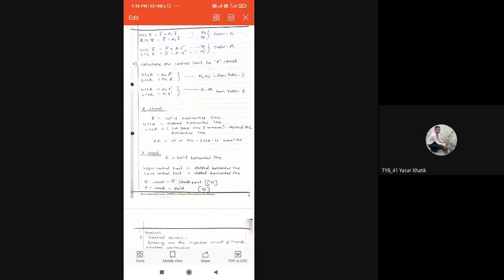Okay, so next is the R chart. So R bar is a solid horizontal line. Please just remember what is meant by R bar. So it is just a horizontal solid line, and the upper control line for this R chart is a dotted horizontal line, and the lower control line for this R chart, for a subgroup size of 7 or more, is a dotted horizontal line. Okay, so same as the X bar chart. So X bar is a solid horizontal line, and the upper control limit is a dotted horizontal line.